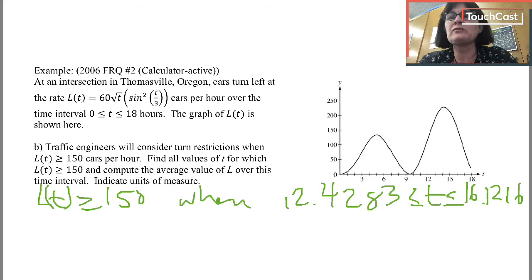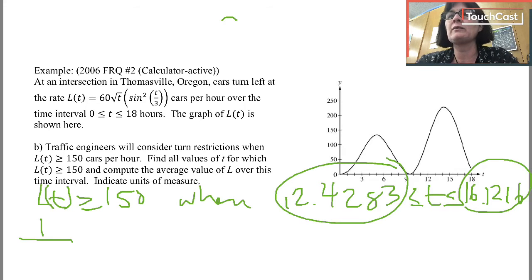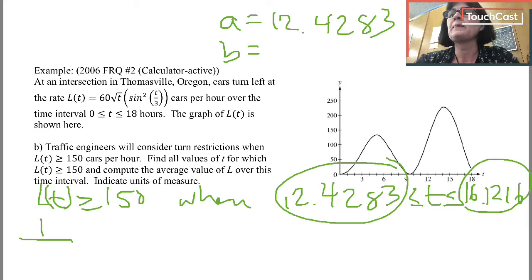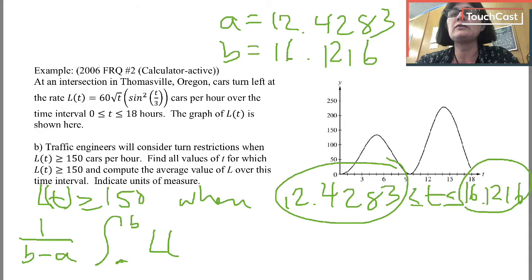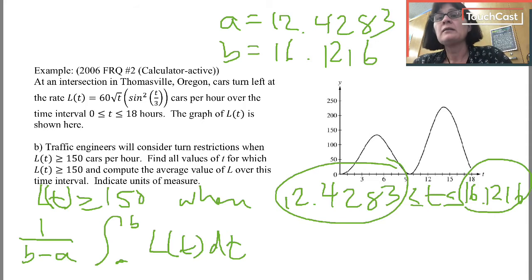And now I'm going to write an expression for the average value. So I'll compute the average value. This would be 1 over... you might find that you want to write A equals 12.4283 and B equals 16.1216, and then write the expression 1 over b minus a, the integral from a to b of L of t dt. Then you can type that into your calculator to evaluate it.